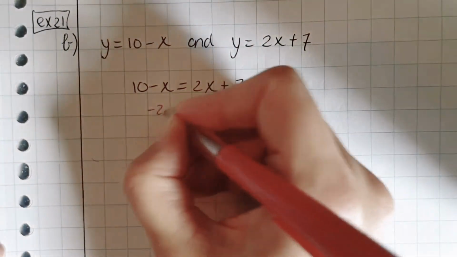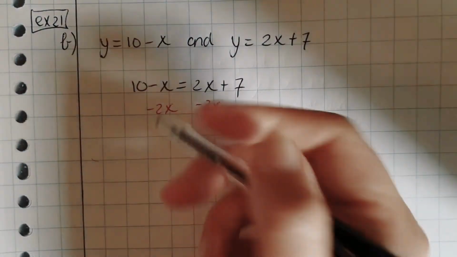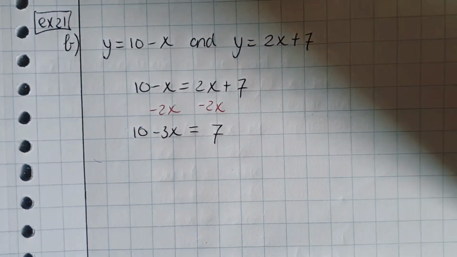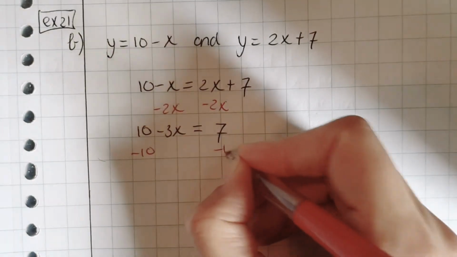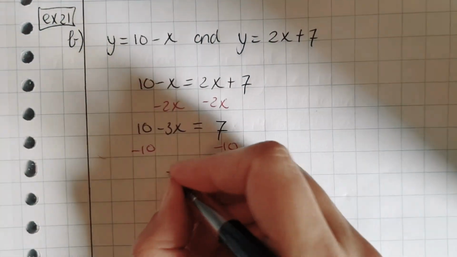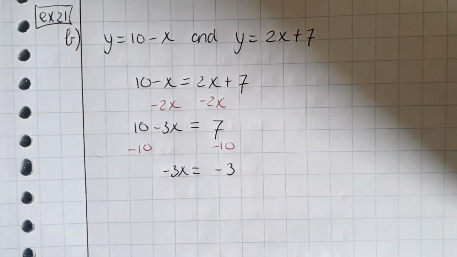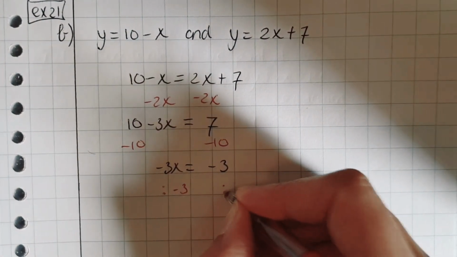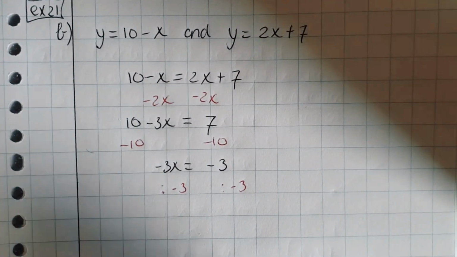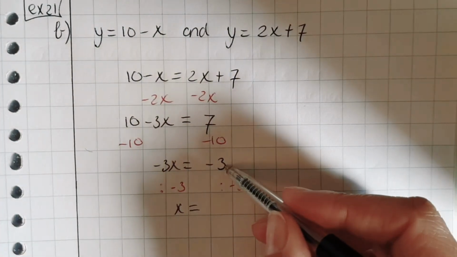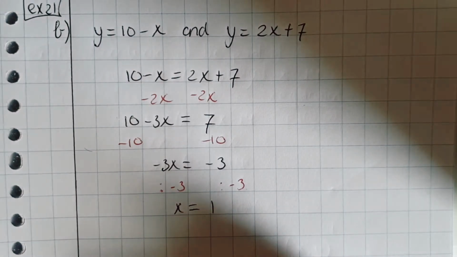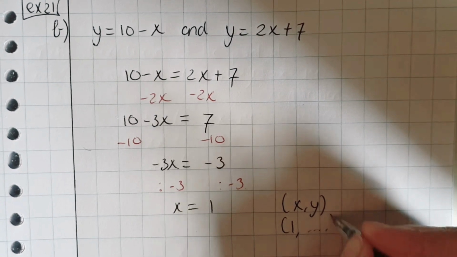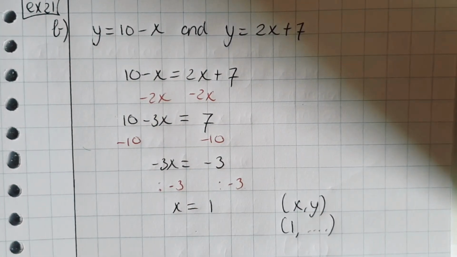Minus 2x, minus 2x. It's 10 minus 3x, and this is 7. Minus 10 on this side, minus 10 on this side. Minus 3x is minus 3. Divide by the number in front of the letter. And that is x is the same number divided by the same number is 1, so x is 1. So the point of intersection is 1 comma, I don't know this one yet. I'm going to fill it in.